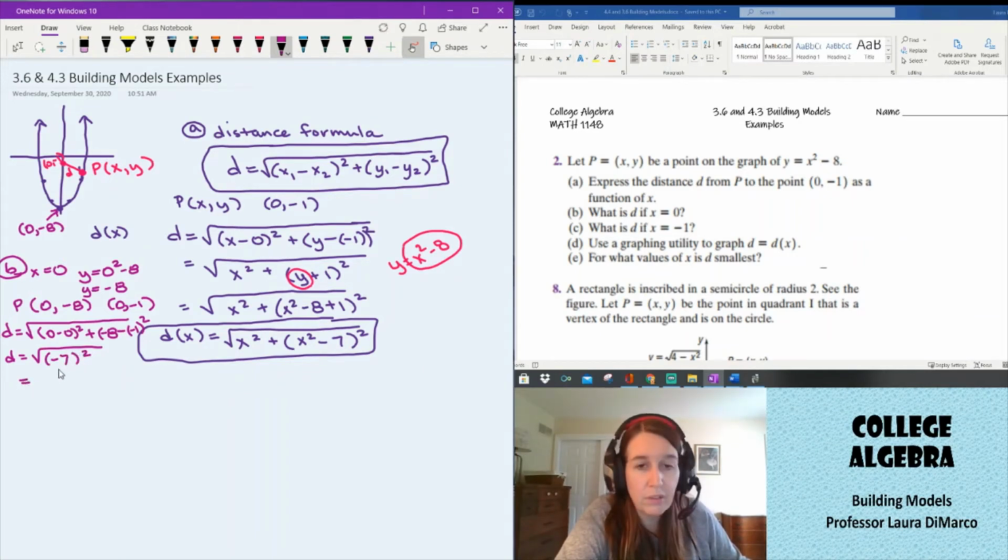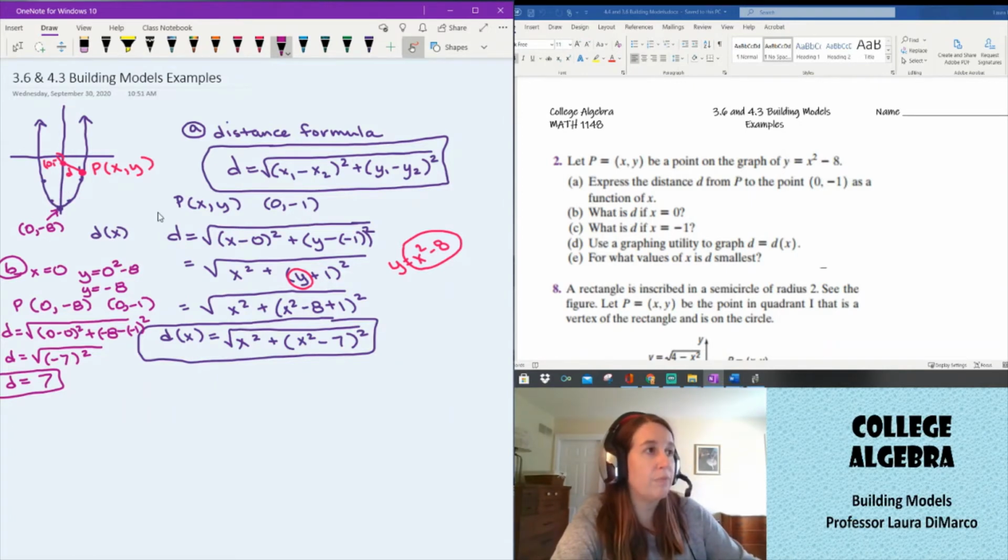So that would be 49. The square root of 49 is 7. So the distance is 7. Notice it's a positive 7, right? Because it's a distance. Notice that, of course, that is the vertical distance between (0, -8) and (0, -1). You could literally count it on the graph if you drew a nice graph. Okay, so that's part B.